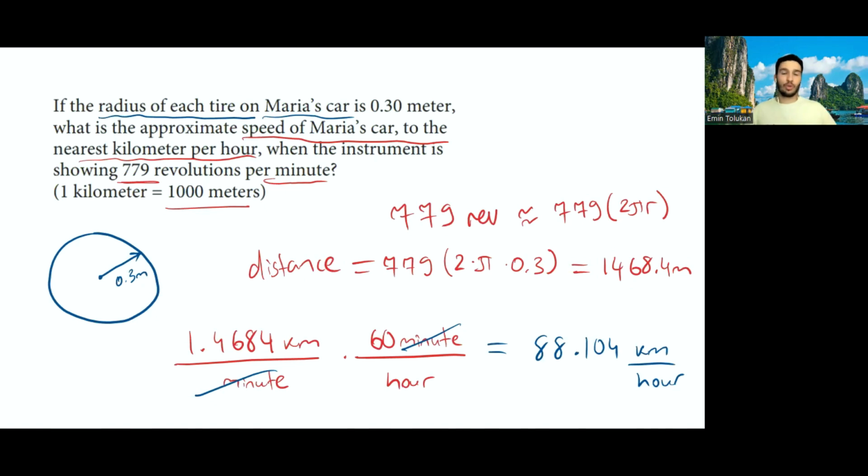So we do not need to know physics in order to solve this question. We just need to follow the units. For example, we need to be able to convert from kilometers to meters or vice versa. And the conversion rate is given here. 1,000 meters is equal to 1 kilometer. So if we have 1,468 meters, that gives me 1.468 kilometers.